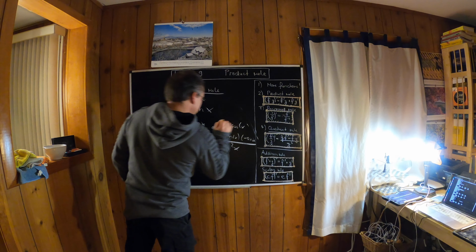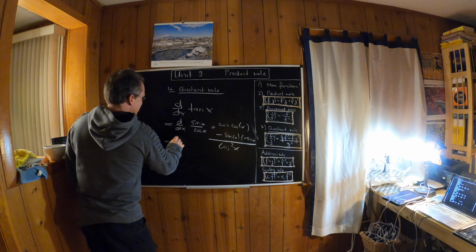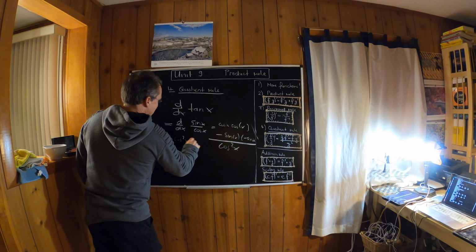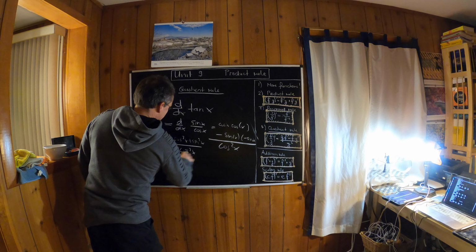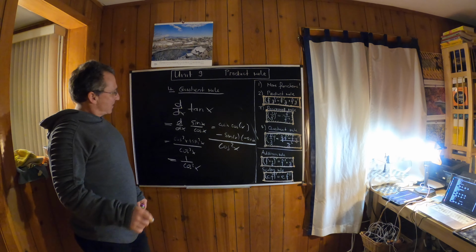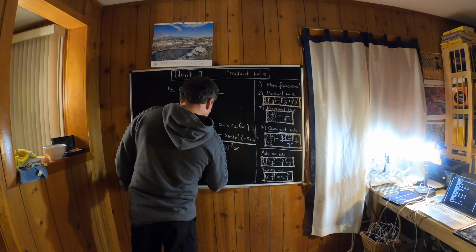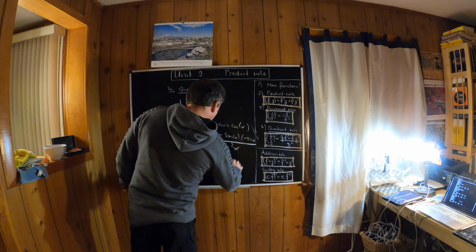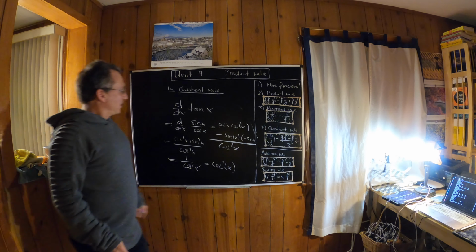So you see this is actually cosine square x plus sine square x over cosine square x. So that's 1 over cosine square x. So this is the secant square x. That's kind of a pretty cool thing to know.